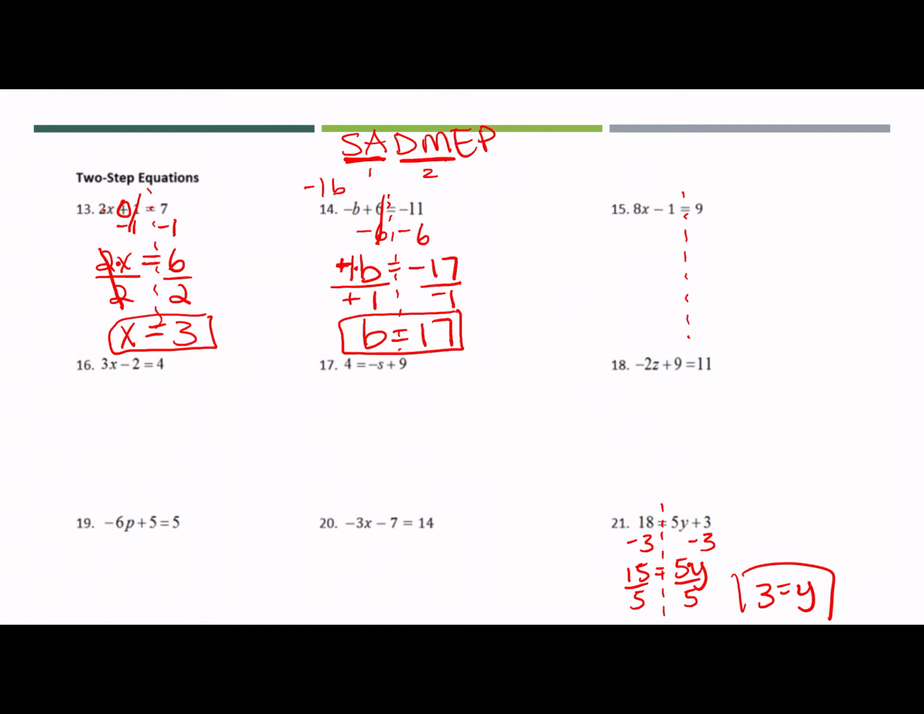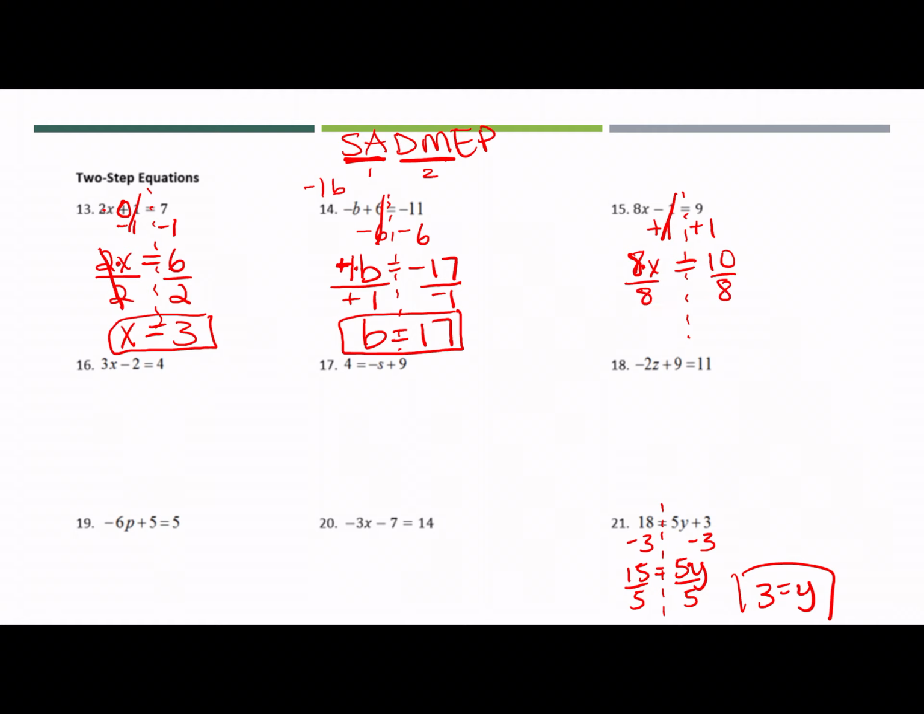Again, inverse operations. Get rid of the addition or subtraction first. So here I'm subtracting 1. So the inverse operation of subtraction is addition. So we're going to start by adding 1 to both sides. So 8x, these will cancel. That's an 8x. Equals 9 plus 1, which is 10, right? Now, get rid of the 8. This means 8 times x, so I'm going to divide both sides by 8.